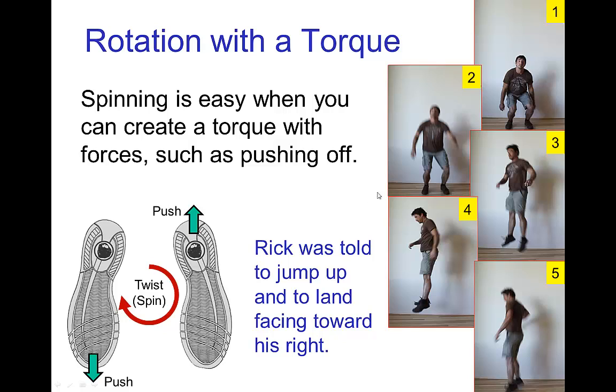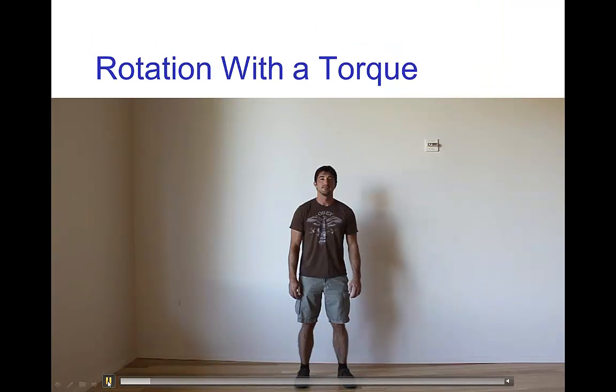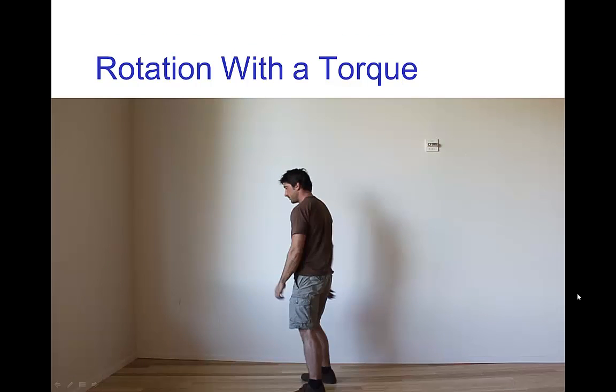So here we see a sequence of images. We'll see the video in just a second, where I had a volunteer and I told him to jump in the air, and I wanted him to land facing towards his right, so that's screen left. So he knew the direction that he needed to turn, so when he pushes up off the ground, he knows to push with a force that gets his body rotating almost immediately. You see here, he's already turning even before he reaches his apex. So let's see that video. So watch how he jumps and turns.